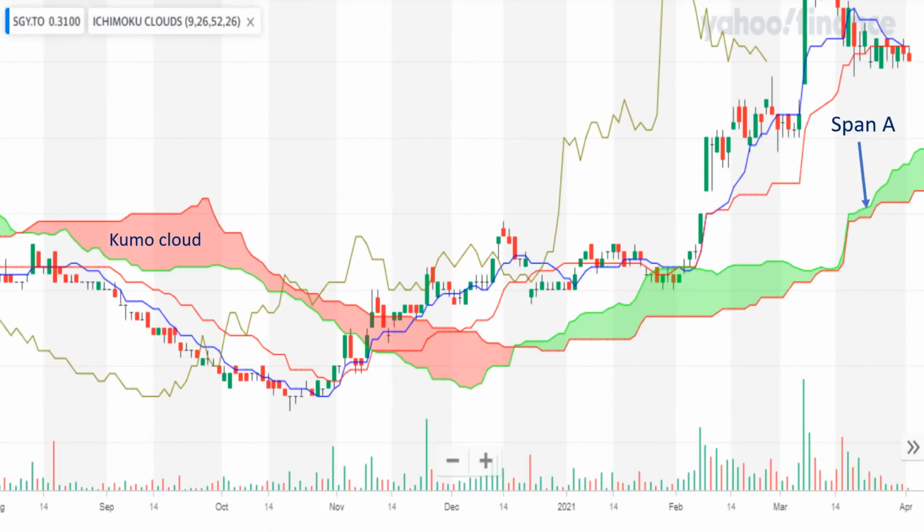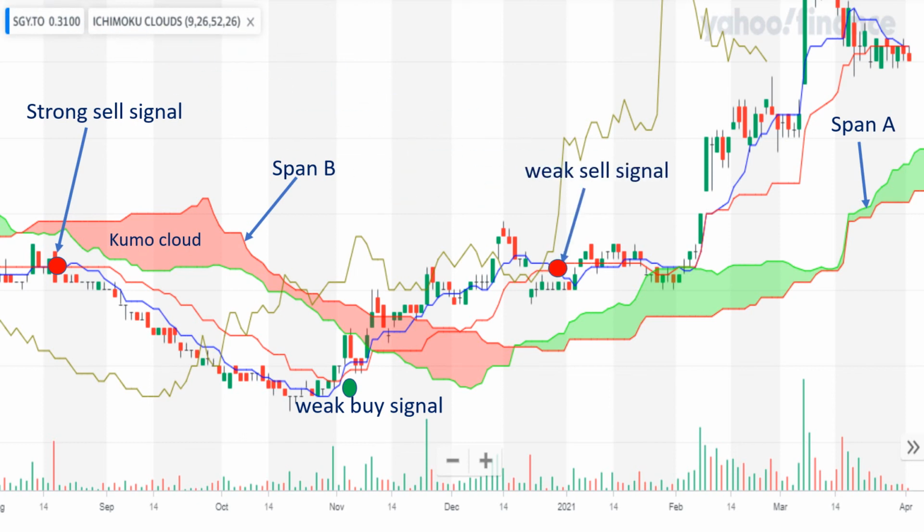This is the price trend and this is span A and that is span B. Now, if the blue line crosses below the red line and this crossover is below the Kumo cloud, it generates a strong sell signal. If the blue line crosses above the red line and this crossover is below the Kumo cloud, it generates a weak buy signal. If the blue line crosses below the red line and this crossover is above the Kumo cloud, it generates a weak sell signal.